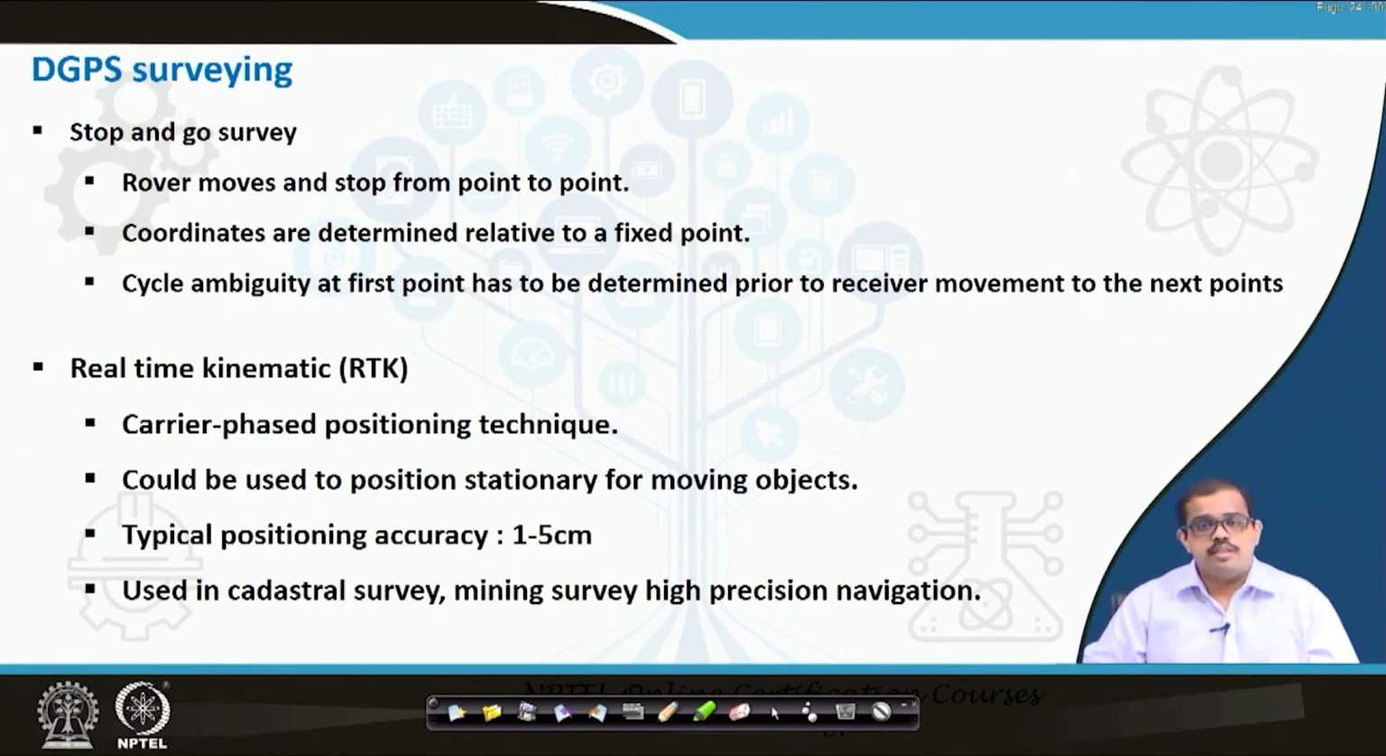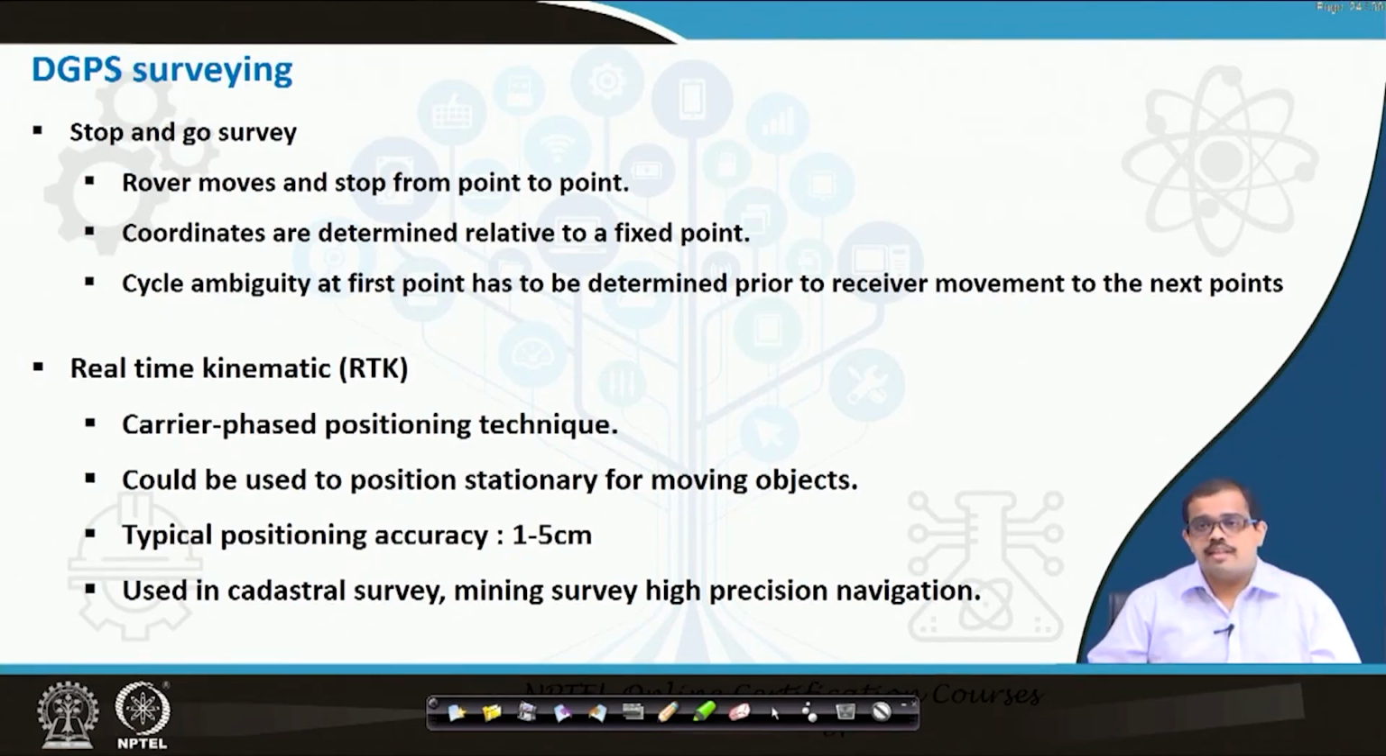Now, typical positioning accuracy is 1 to 5 centimeter. Normally 1 centimeter is the positioning accuracy that you can see here, but in certain terrain it may move up to 5 centimeter and not beyond that. So, basically these kinds of surveys are used in cadastral survey, mining survey, where you need high precision navigation, etc. Real time RTK surveys are normally used, okay.